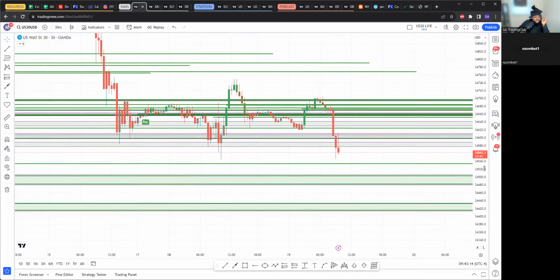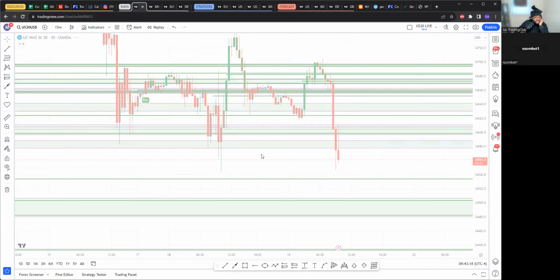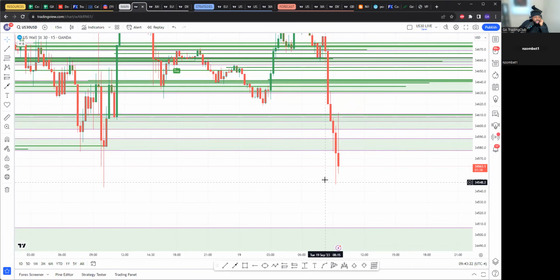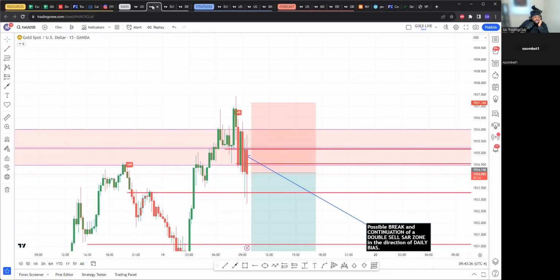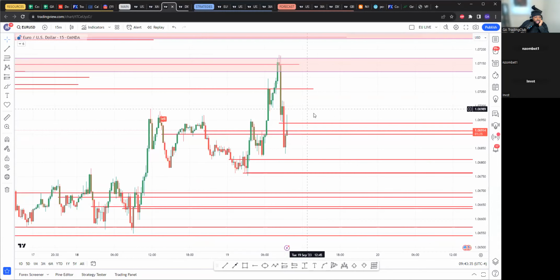So it's just a matter of waiting and patience, but nothing. I don't see anything for US 30 unless something drastic happens that pushes price up. I don't see us finding a trade. So this is the only trade I see for gold. But again, for this gold trade, we'd have to wait till 10 a.m. for it to validate. EU on the 15-minute.